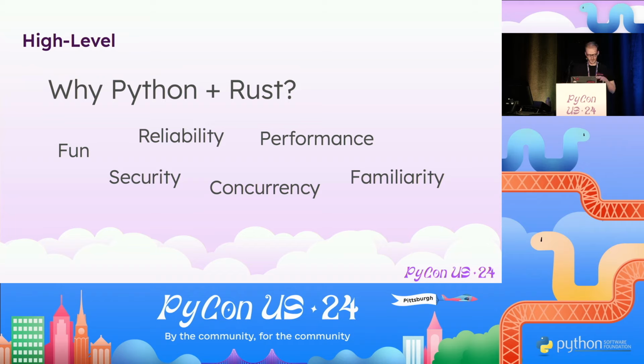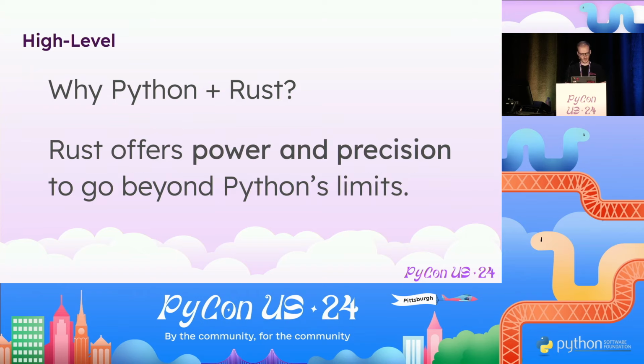So that's a lot to take in. And I don't really think it's worth you trying to take away all of those in detail, but I want you to summarize it with this one line. Rust offers power and precision to go beyond Python's limits. And concisely what I mean by that is all of those ideas we've just talked about, when you need that little extra tweak that Python can't quite give you alone, that's when it's time to reach into Rust.